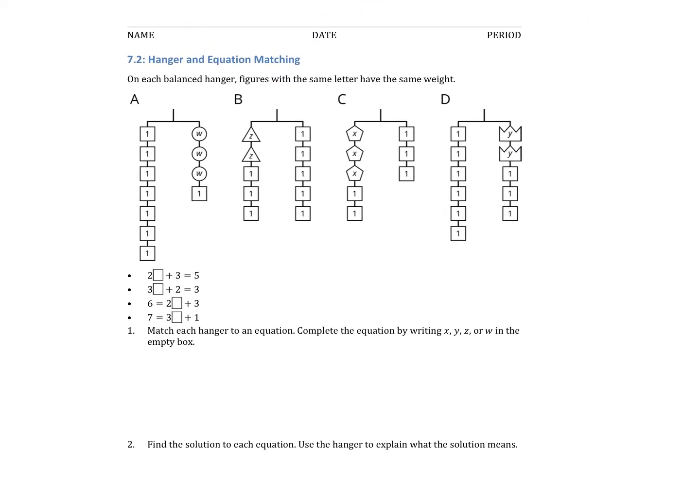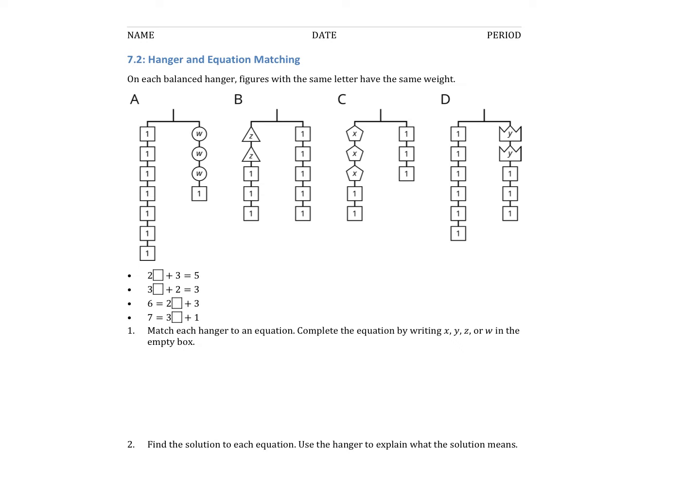All right, let's take a look at this activity. Now in this activity, you have 4 different hangers and notice that they're all balanced. So that tells us each side is balanced to the other side. Notice that we have the same letters in each diagram. So for example, in diagram A, we have 3 W's, in diagram B, we have 2 Z's, and so on.